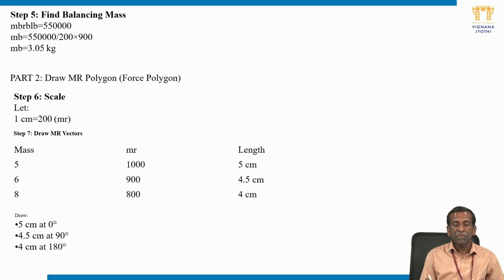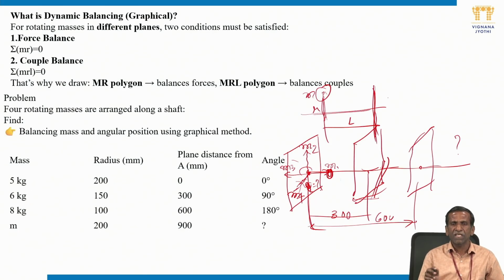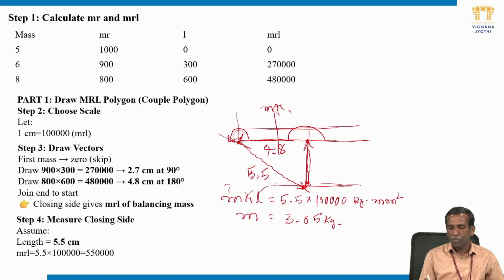Now the MR polygon, because such types of problems we always need to start with the MRL polygon. Then only we can get the unknown quantity of mass. Okay, suppose the orientation is unknown; you know the mass. Then you will find the orientation by measuring from the polygon diagram. Is orientation given? Orientation is also not given. Mass as well as orientation you will get from the couple polygon.